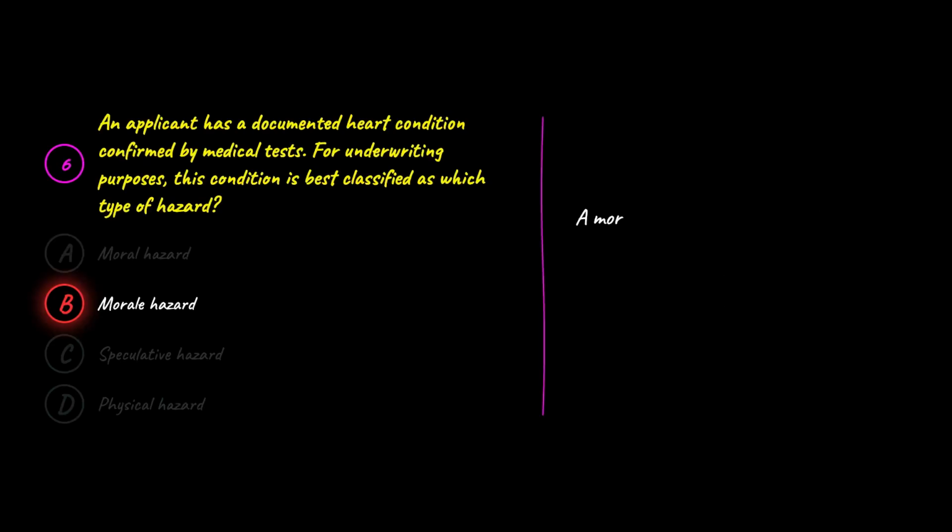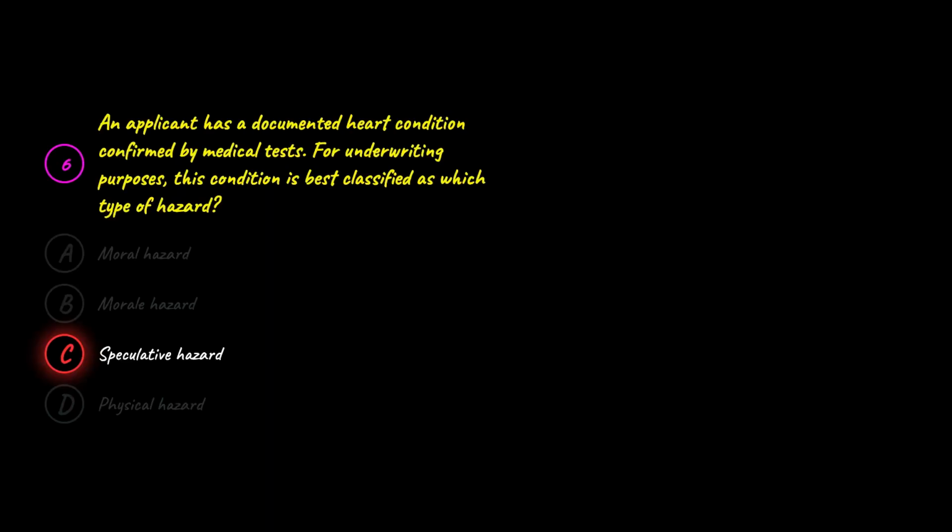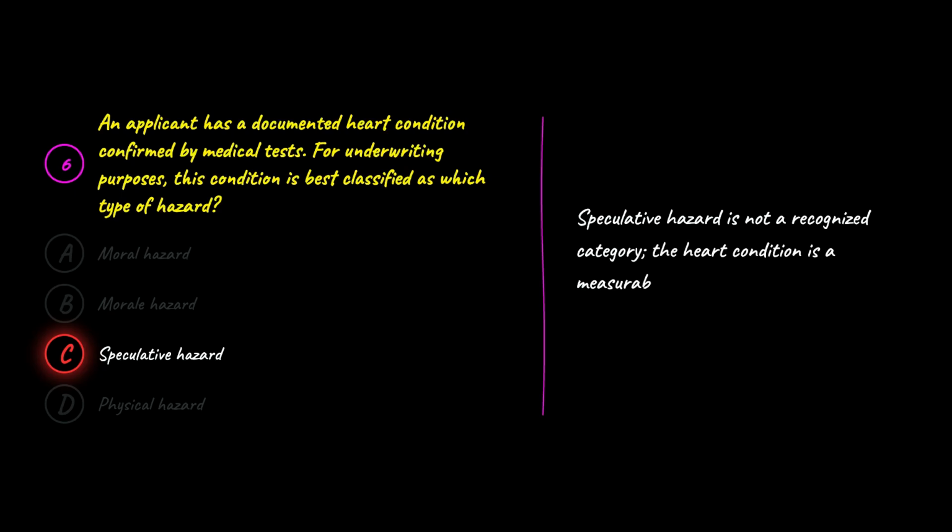B is wrong because a morale hazard reflects carelessness or indifference because insurance exists. A documented illness is a physical fact, not an attitude. C is wrong because speculative hazard is not a recognized category. The heart condition is a measurable physical impairment, which underwriters treat as a physical hazard.